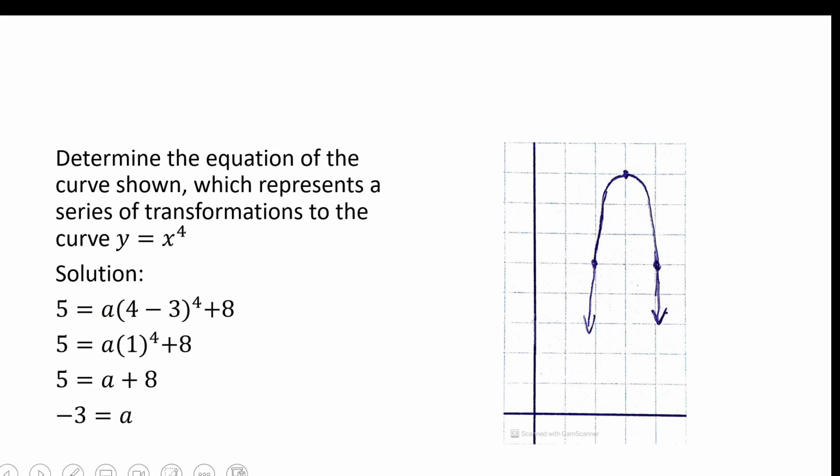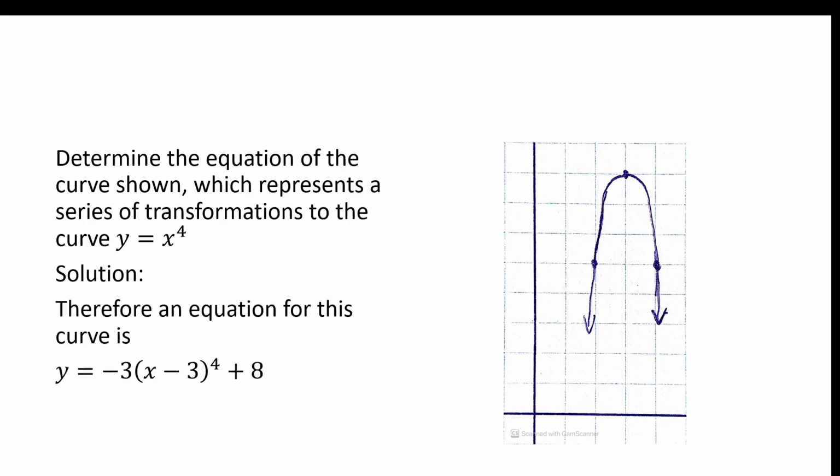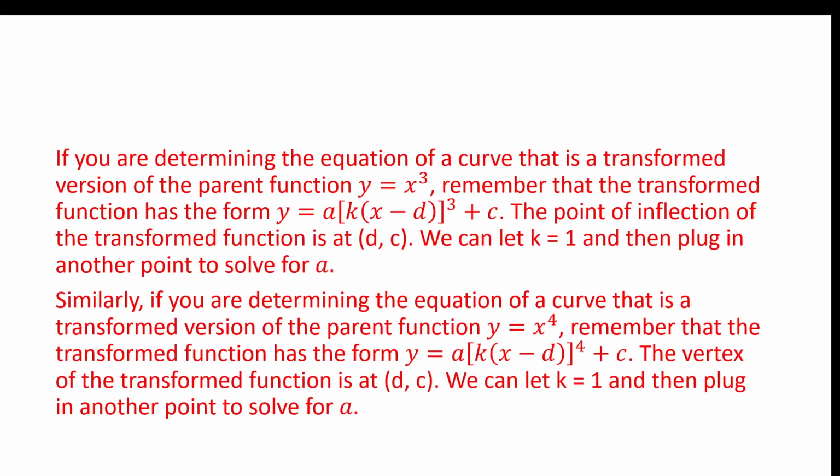5 equals A times the quantity 4 minus 3 to the 4 plus 8. In other words, 5 equals A plus 8, meaning A is negative 3. And so one equation for the curve that's shown is the equation y equals negative 3 times the quantity x minus 3 to the 4 plus 8.